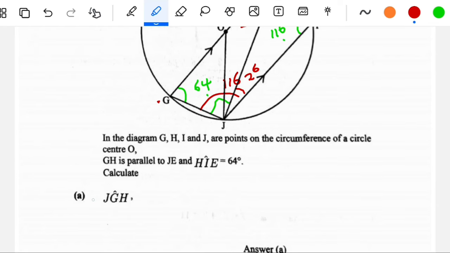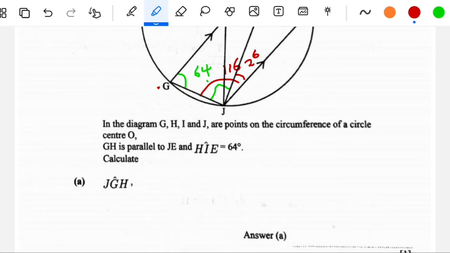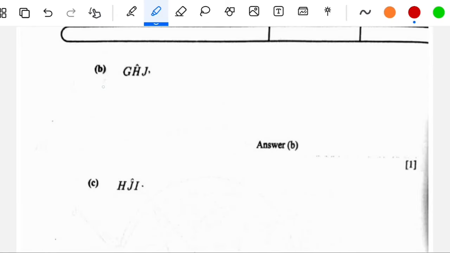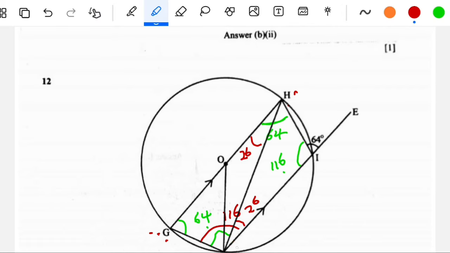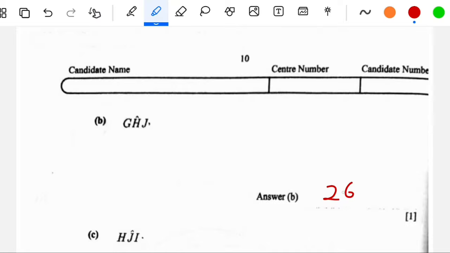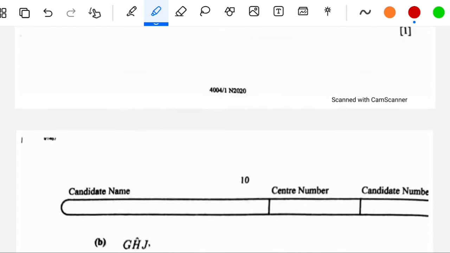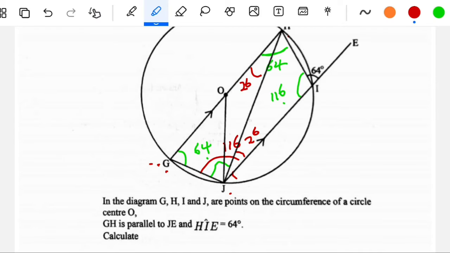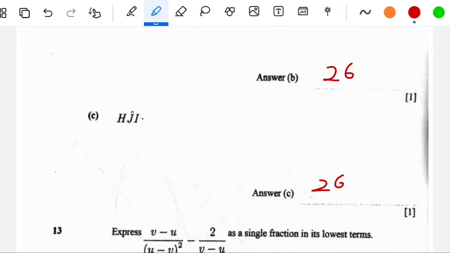Then my question, I want angle JGH. So it's this one, so that one is 64. Then angle GHJ, so it's 26. Then the next one is angle HJI. Which one is HJI? It's this one, which is also 26.